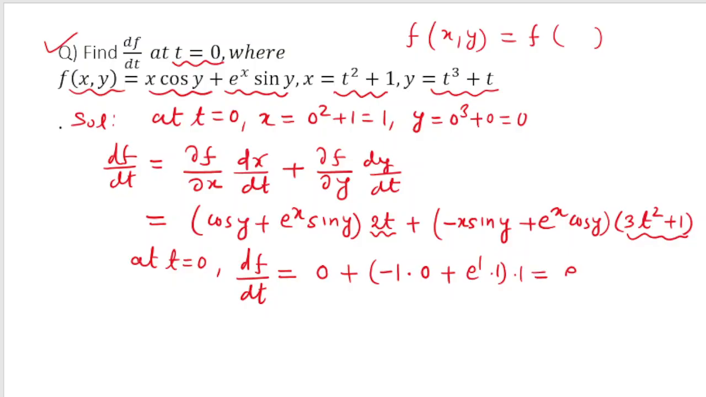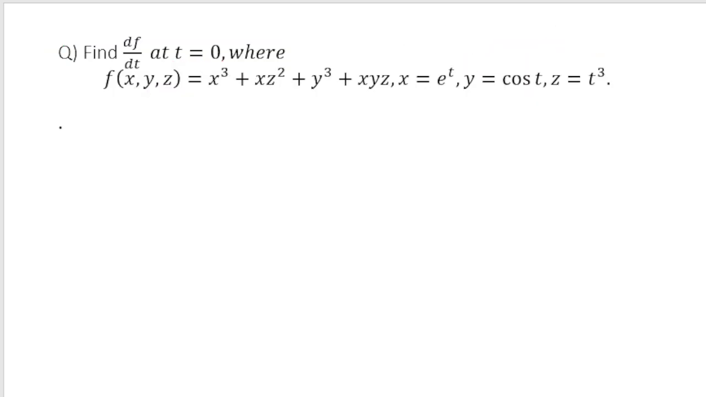So in the end what we get is just e. So this is the value of df by dt at t is equal to 0. So this kind of question may be asked in a multiple choice exam as well.